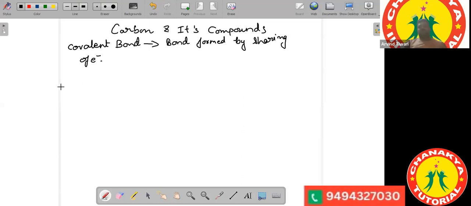Whenever two elements share their electrons, that means an electron belongs to both the atoms. Such a bond, such a force of attraction which exists between them, is a covalent bond. For example, yesterday we saw the covalent bond in the case of ammonia. We will see today the bond formation in CH4, that's methane.